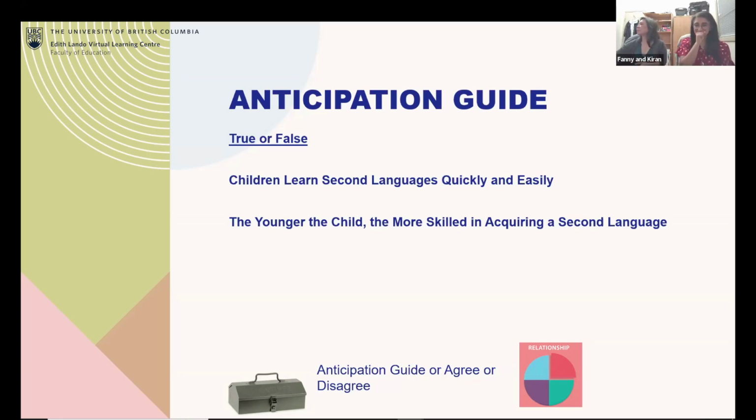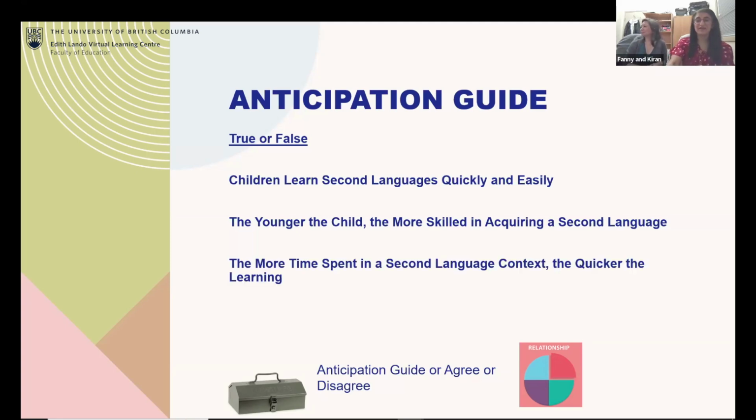The next one, we've sort of already addressed this one, but we'll ask you anyways. The younger the child, the more skilled in acquiring a second language. We'll just ask you to type in true or false. False. Yeah, so this one is very much the answer that I kind of gave for the first one. The third one, the more time spent in a second language context, the quicker the learning. Could you please type in true or false for this one? The more time spent in a second language context, the quicker the learning. Oh, I see. True. True.